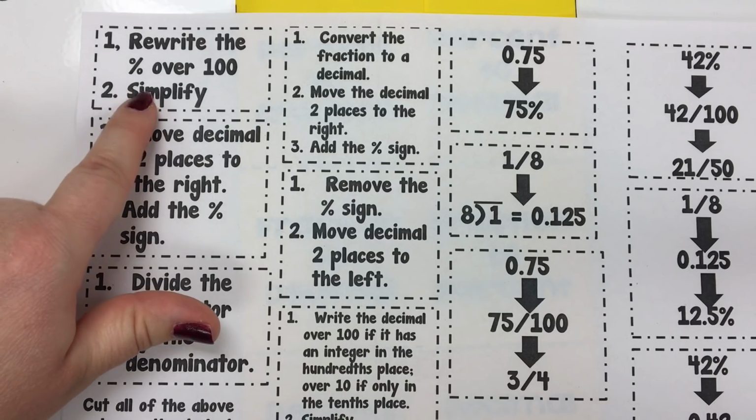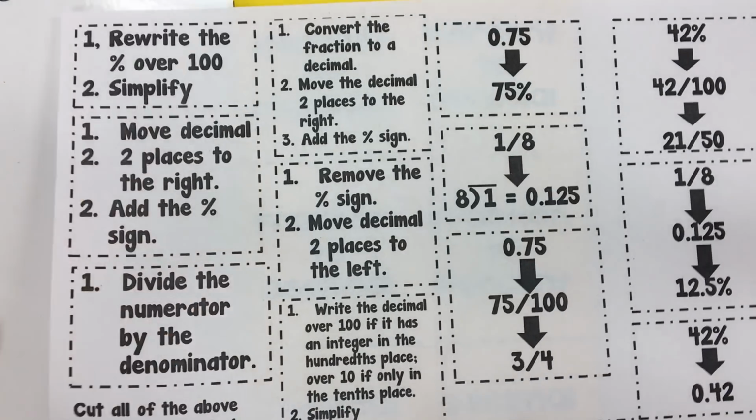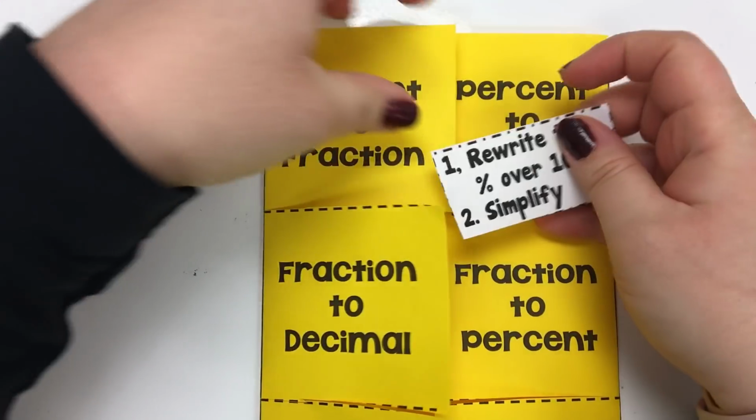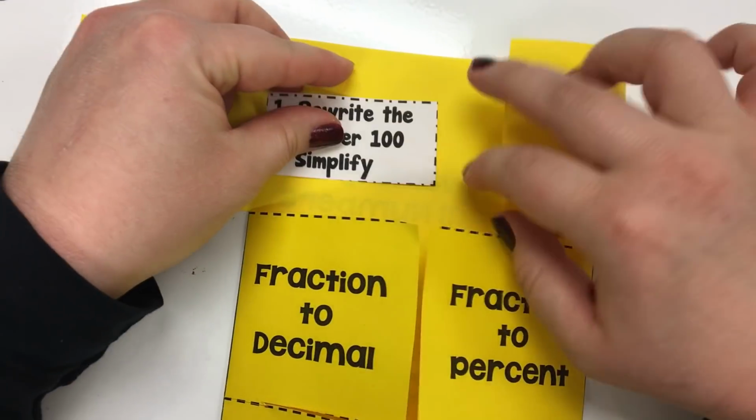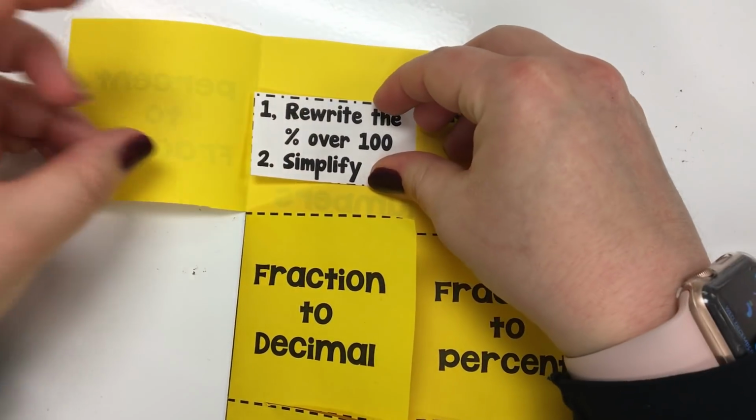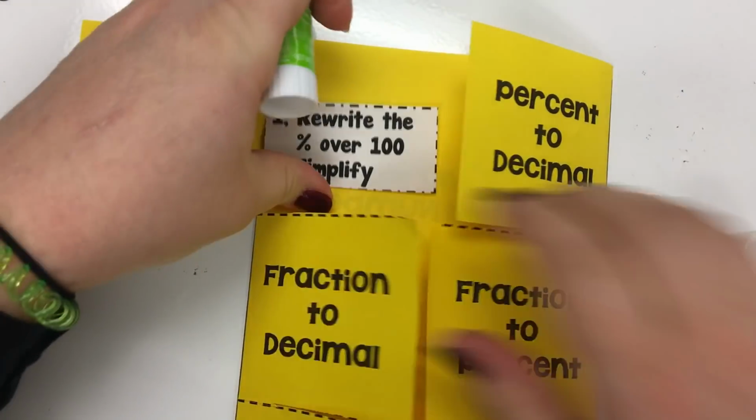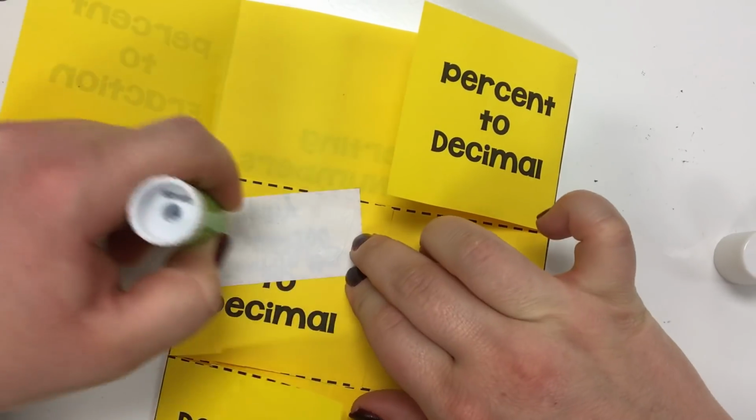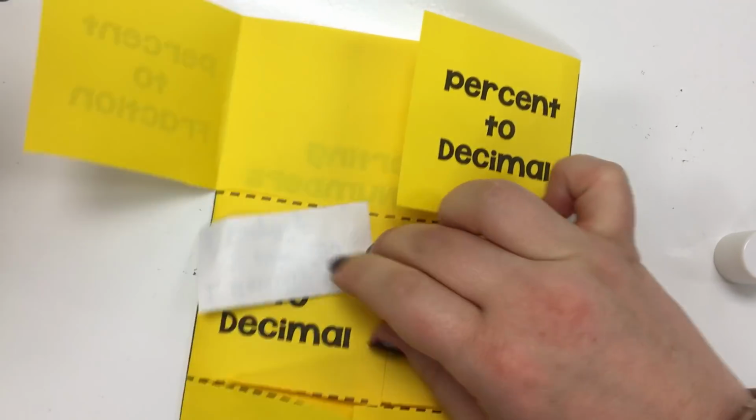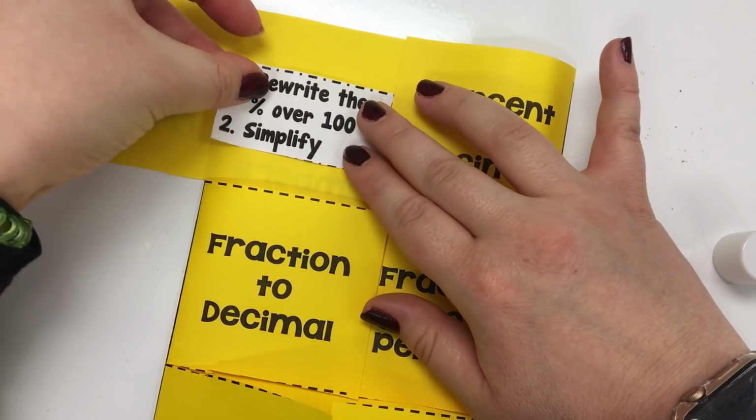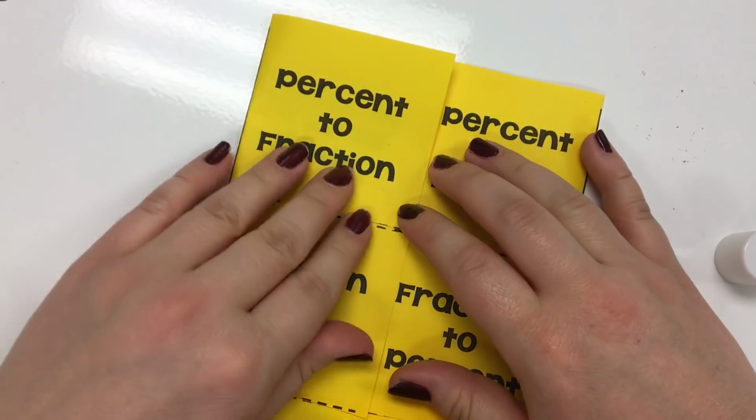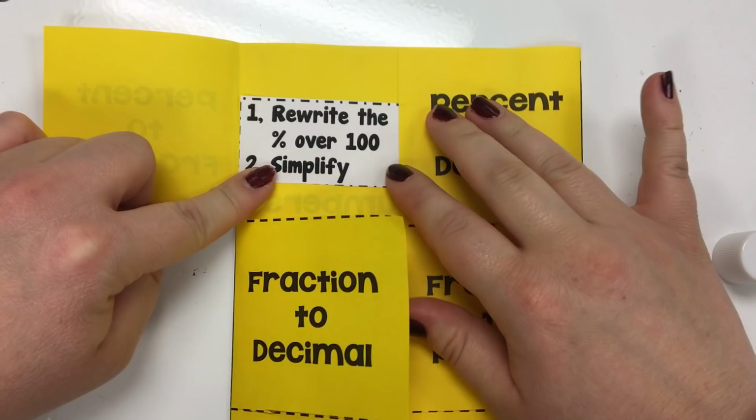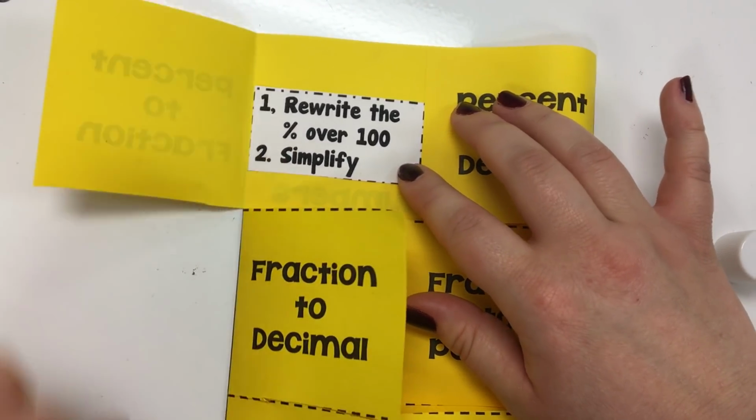If you need to go ahead and cut this out, go ahead and pause the video now to cut it out. Now, mine are actually already cut out, so I'm just gonna pull my piece. I'm gonna open up the flap, and then I'm gonna paste this right inside. So we'll paste that right in there like that. And now if I need to look up how to go from a percent to a fraction, I can simply flip this open and look at these directions.